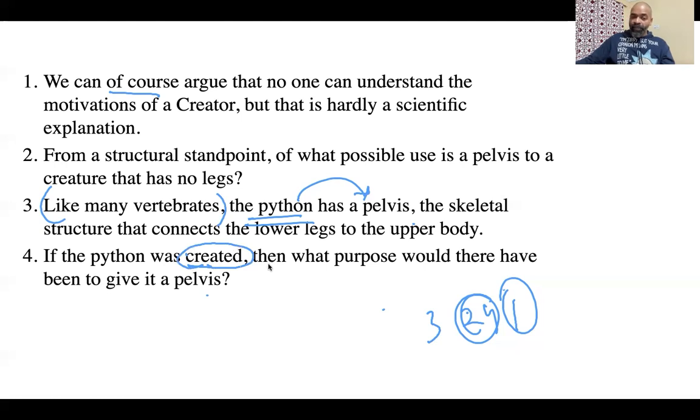Okay. So if the python was created, of course, we can argue that no one can understand the motivations of a creator. You can't introduce this, then go here, then go back to creator. Okay. The vocab pattern is what will save you, just like it saved you earlier. So you'll have to look for this. If you remove this part, these two are lateral arguments. Okay. They're absolutely of the same stature.